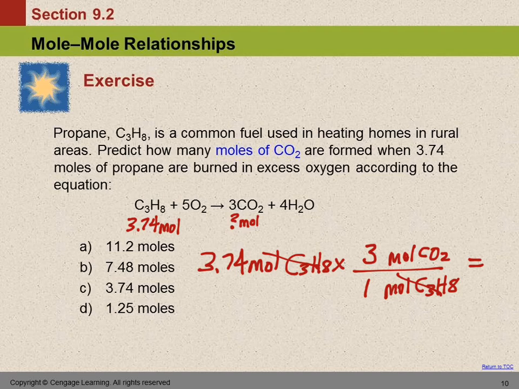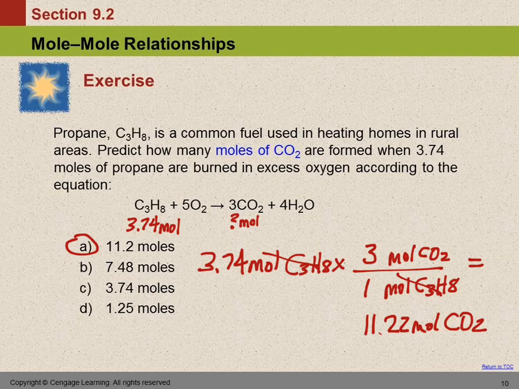So we have 3.74 times 3 divided by 1, or 11.22 moles of CO2. That's what the calculator told us. This is a multiple choice question, so which is the best answer? It's A. It says 11.2.